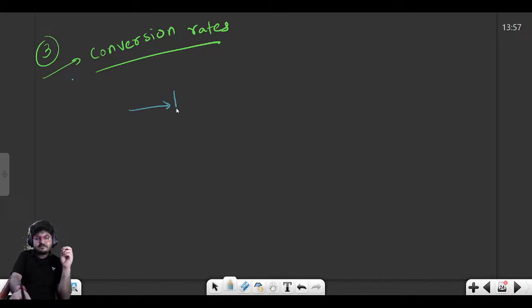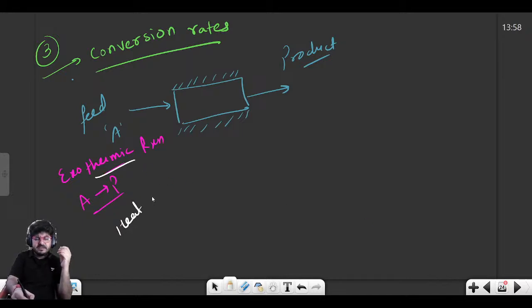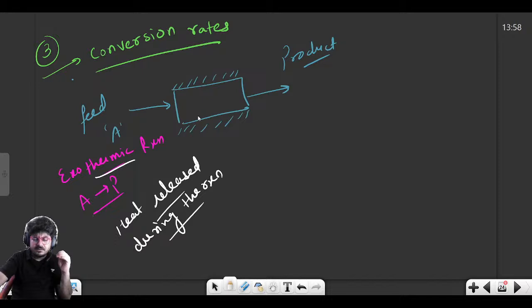So suppose we have a PFR. Think like this: suppose it is an adiabatic operation. I am sending some feed, let's say A, and here we are supposed to get a product. Suppose the reaction is exothermic. So you know that exothermic reactions are those where heat is released during the reaction. But since it is an adiabatic reactor, you know that adiabatic condition means no heat exchange between system and surrounding.